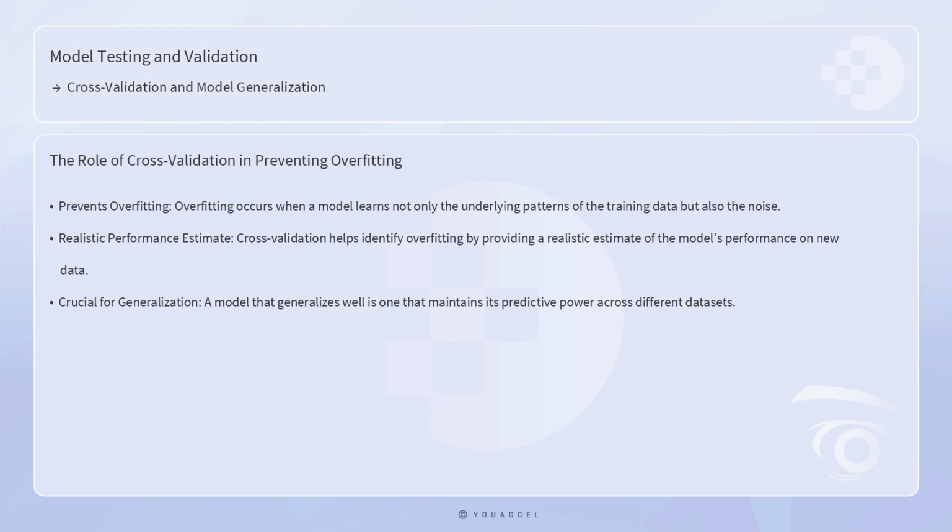The effectiveness of cross-validation in preventing overfitting cannot be overstated. Overfitting occurs when a model learns not only the underlying patterns of the training data, but also the noise. Such models perform exceptionally well on training data, but poorly on unseen data. Cross-validation helps identify overfitting by providing a realistic estimate of the model's performance on new data. This is crucial because a model that generalizes well is one that maintains its predictive power across different datasets.